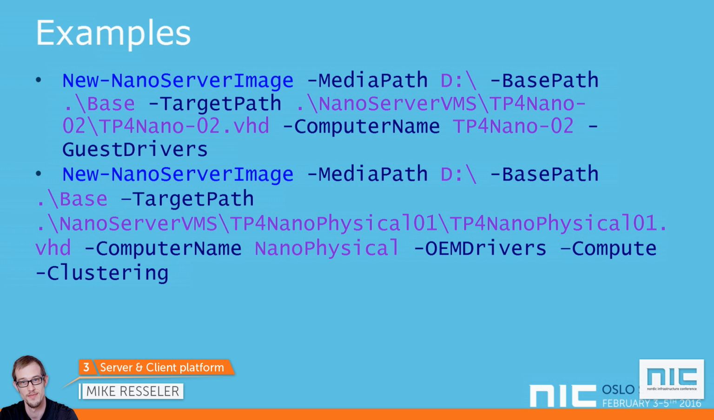You already see on the last PowerShell script that there's dash Compute, dash Clustering. This is the way we're adding packages. In this case, with the last one, I'm building a physical server. I give it a computer name. I put the OEM drivers in it. I say dash Compute to make it a hypervisor and dash Clustering to make sure that the failover cluster role is in there so I can use that to build my failover cluster, my Hyper-V failover cluster.